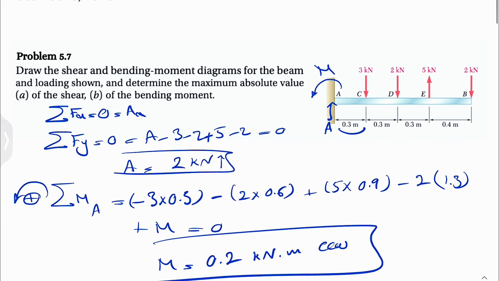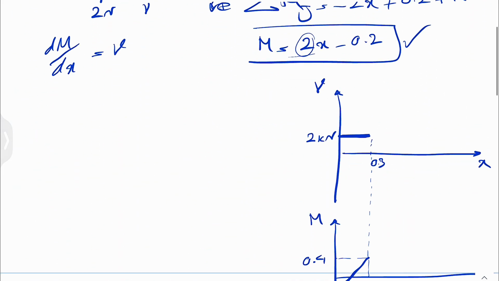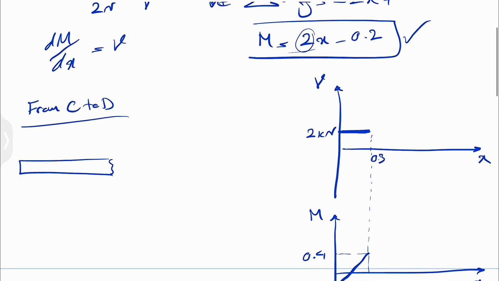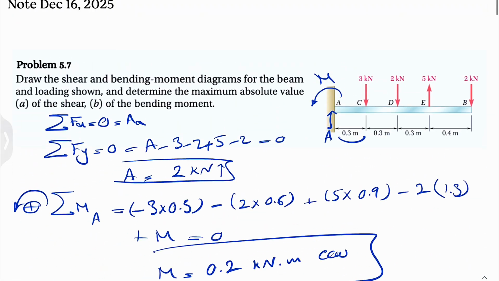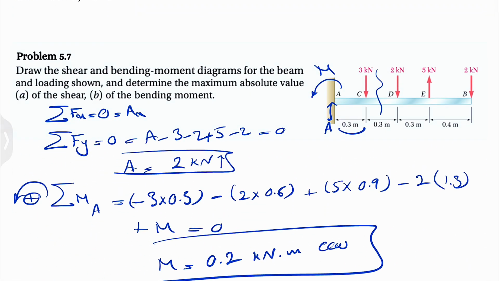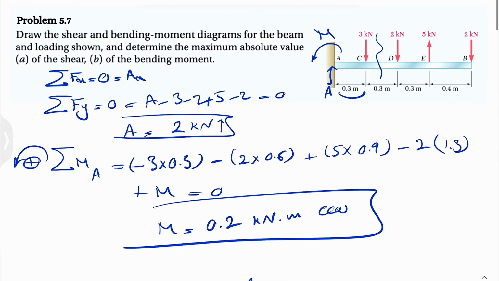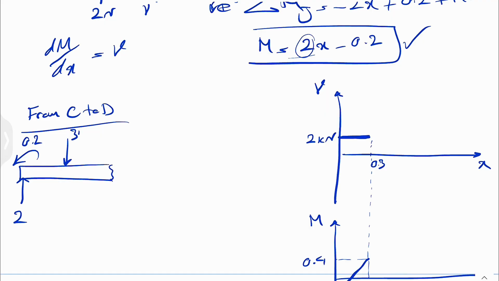Let's move on from C to D. This time we're going to have one extra force. We have, again, the same reactions at A, 2 and the 0.2 moment, and we can see that we have the force 3. So this is kind of like our cut. So 0.3, the force was 3 kilonewtons, and same thing, our shear force and the bending moment.